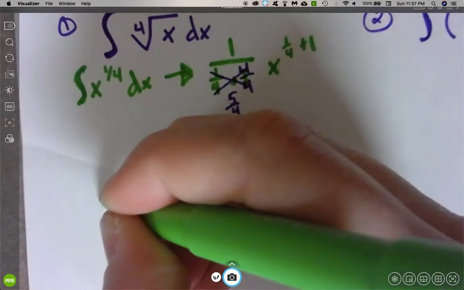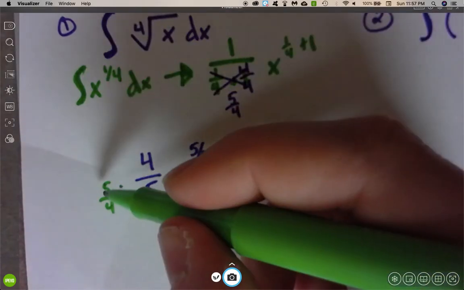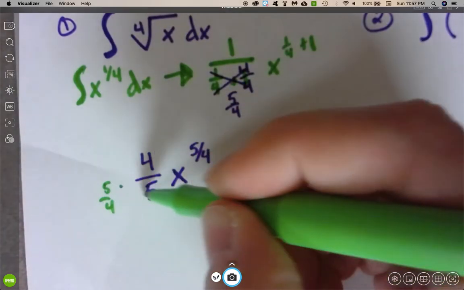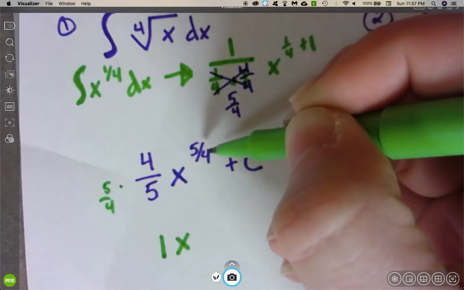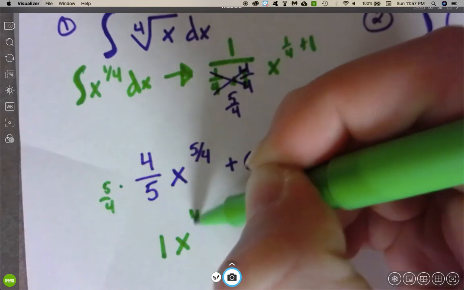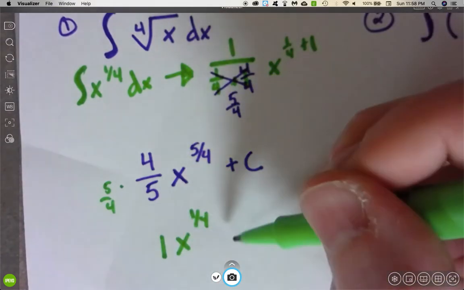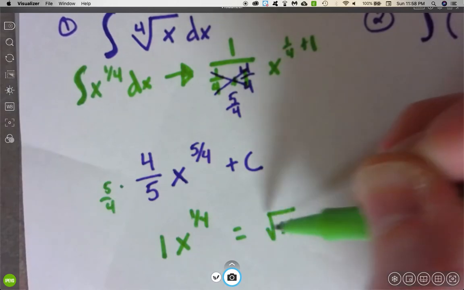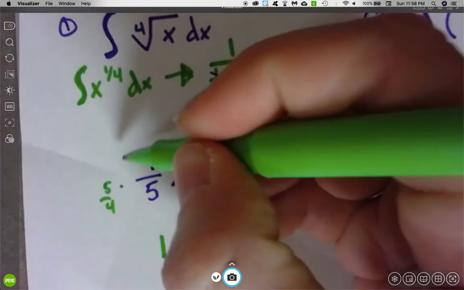You don't have to rewrite this. But drop the 5/4 down in front. 5/4 times 4/5 is going to cross those out, and that's going to become 1 x to the, if I subtract 1 from 5/4, that would be 1/4 power, and then the c is gone. So x to the 1/4 power is the fourth root of x, and it checks out. Okay, so my antiderivative is this guy.